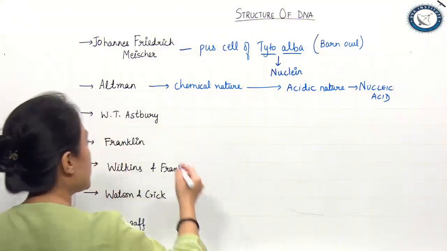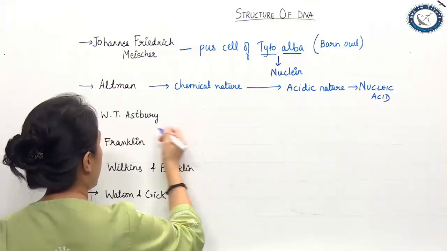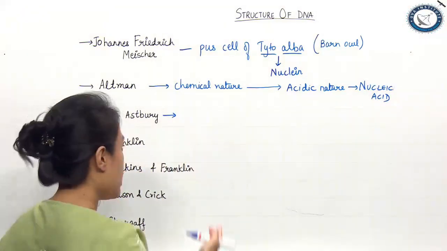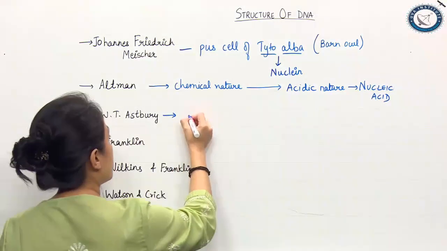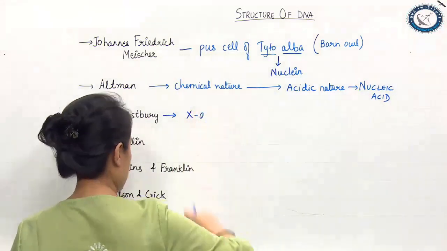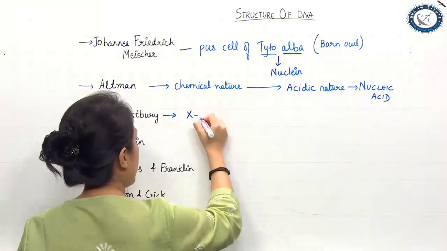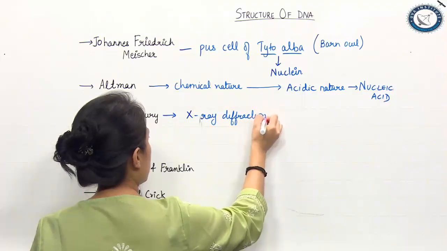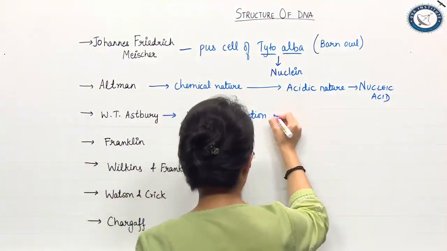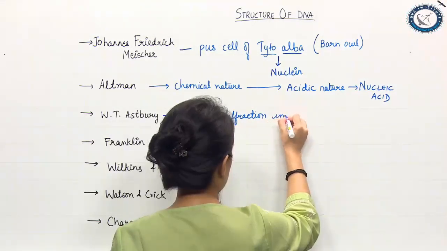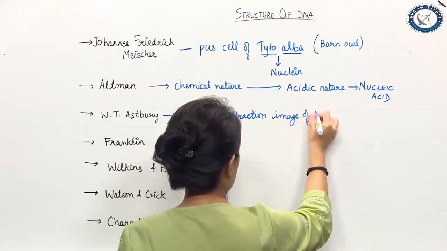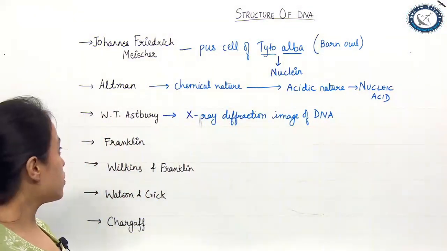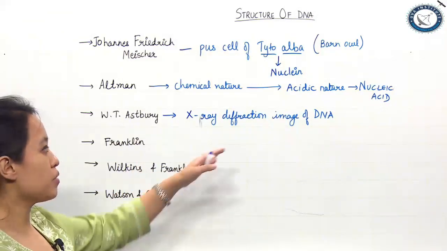After that, the research went ahead. It was W.T. Astbury who made a very humongous contribution, because he was the person who first gave the X-ray diffraction image of DNA.